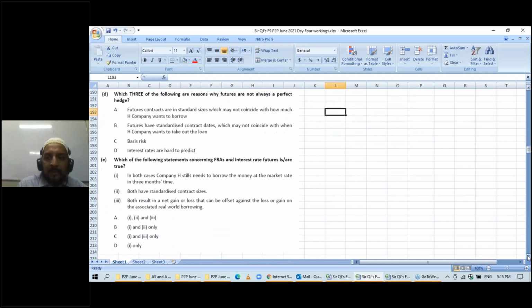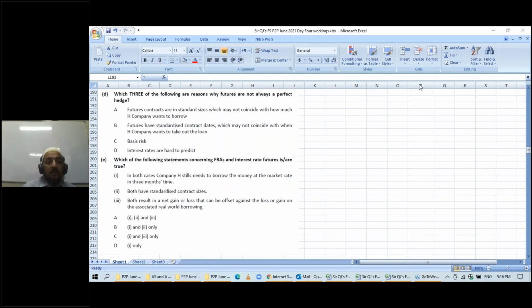Okay. So, moving on to part D. Which three of the following are reasons why futures are not always a perfect hedge? Now, why are futures not a perfect hedge? So one of the reasons is that the futures are of standard size, and your transaction may not be of the same size. So due to the difference, all of your amount may not be hedged. One of the reasons can be this.